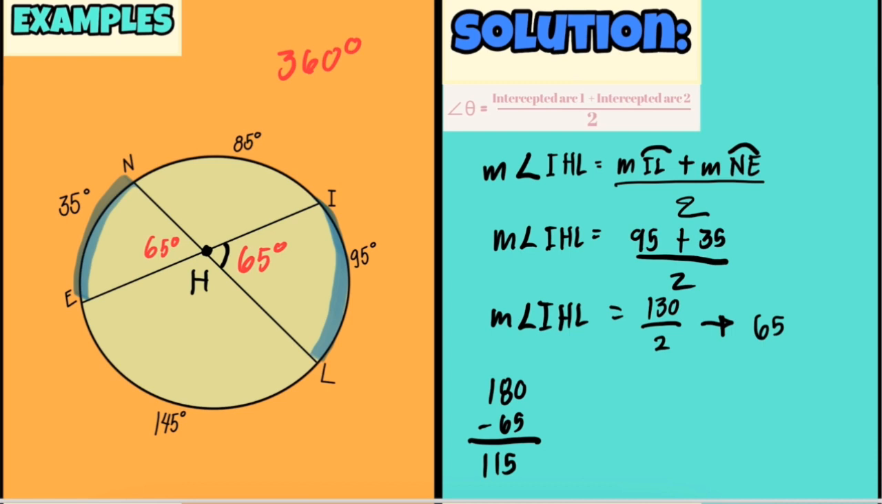Why? Because they form a linear pair. So this will be 115 degrees. Same case, this will also be 115 degrees. And if you observe it, we look at the measurements.